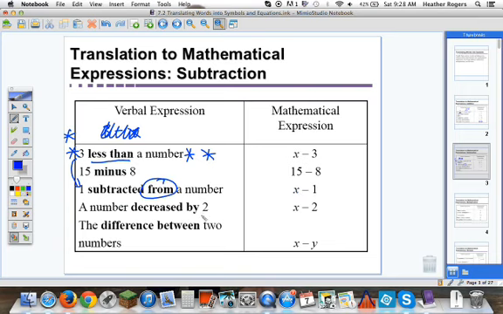A number decreased by 2 is pretty straightforward, and the difference between two numbers, that's the word difference. We know sum is addition, difference is subtraction. So if you see the difference between two things, you're going to subtract them.